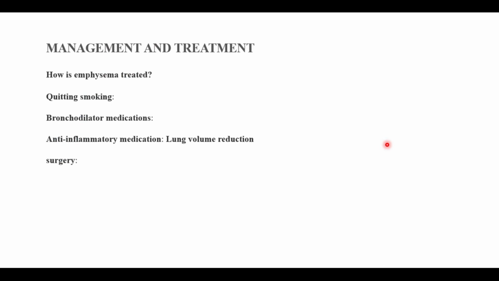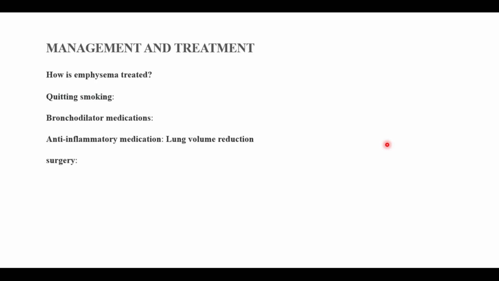In case of management and treatment, how is emphysema treated? The most important thing is to quit smoking. If someone smokes, he or she should quit. This is the most important step that a patient can take to protect the lungs. It's never too late to quit smoking. The doctor can help the patient find the best smoking quitting method.